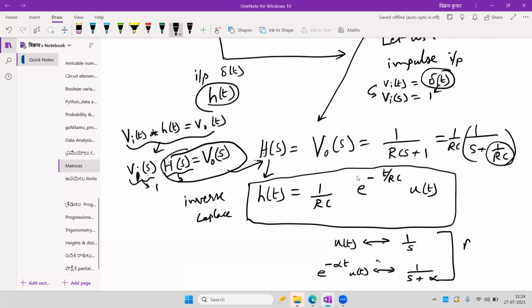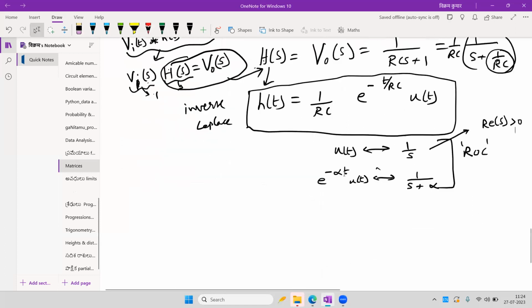We should also write the region of convergence. Here the region of convergence is the real part of s greater than 0. That is how we generally mention it. Every time you have to mention the ROC. With that understanding, this is the answer.